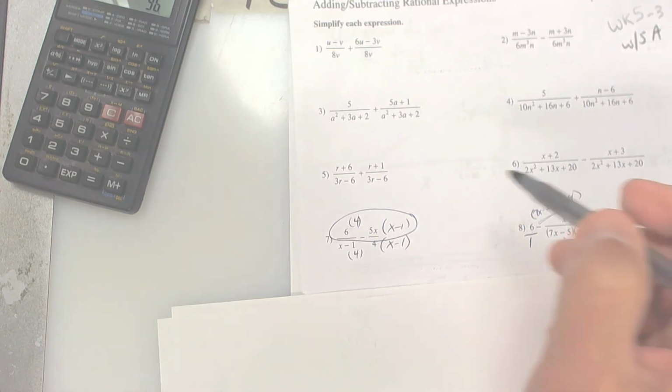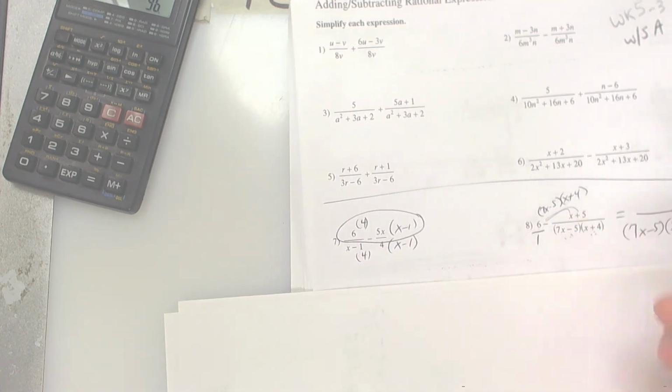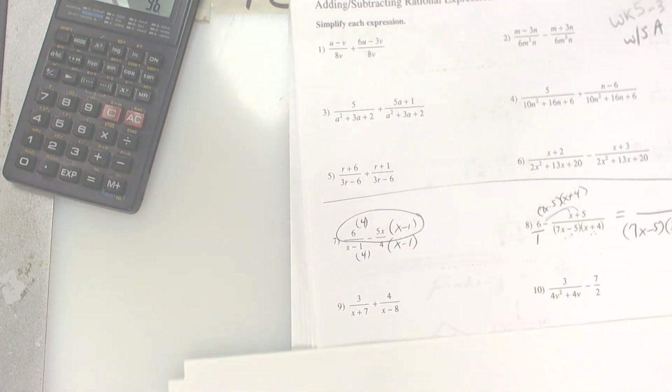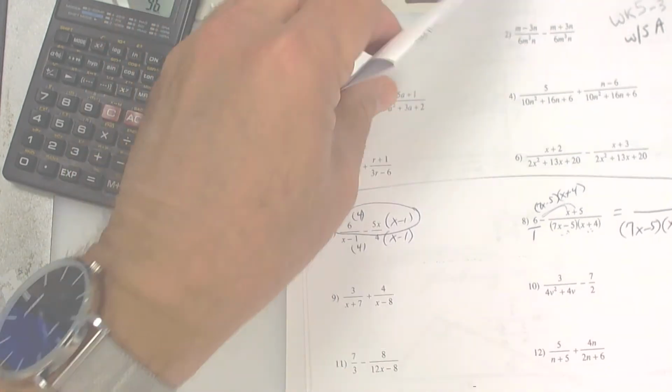The first 6 are going to be easy because your denominators are the same. After that, it gets harder. So I want side 1.